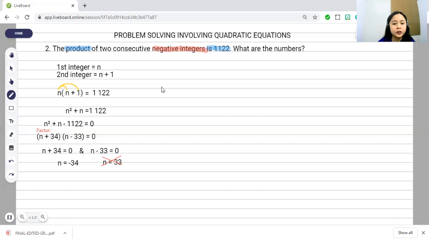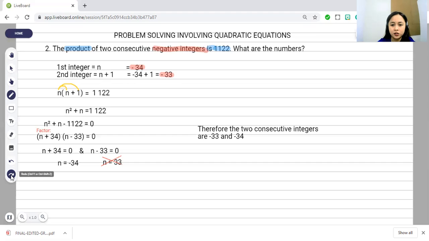Going back to the representations here, n is actually already your first integer. So we were able to find the first integer, and to get the integer right after that is by adding 1 to it. From the second integer representation, n plus 1, our n is negative 34. So just substitute n as negative 34, and then plus 1, that's going to be negative 33. So yes, we were now able to find the first and the second integer, which are negative 34 and negative 33. Therefore, the two consecutive negative integers are negative 33 and negative 34.